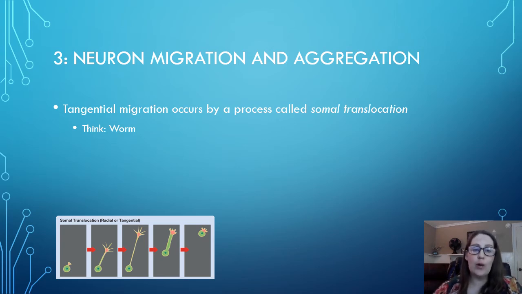You can think of the way that a worm moves or the way that a snail moves. The snail would extend its body and then pull itself to that position, and then extend its body and pull itself to that position. That's very similar to what neurons are doing in somal translocation. They have an extension that extends out and the backside of the body is pulled towards that extension. And that continues as it moves throughout the body.